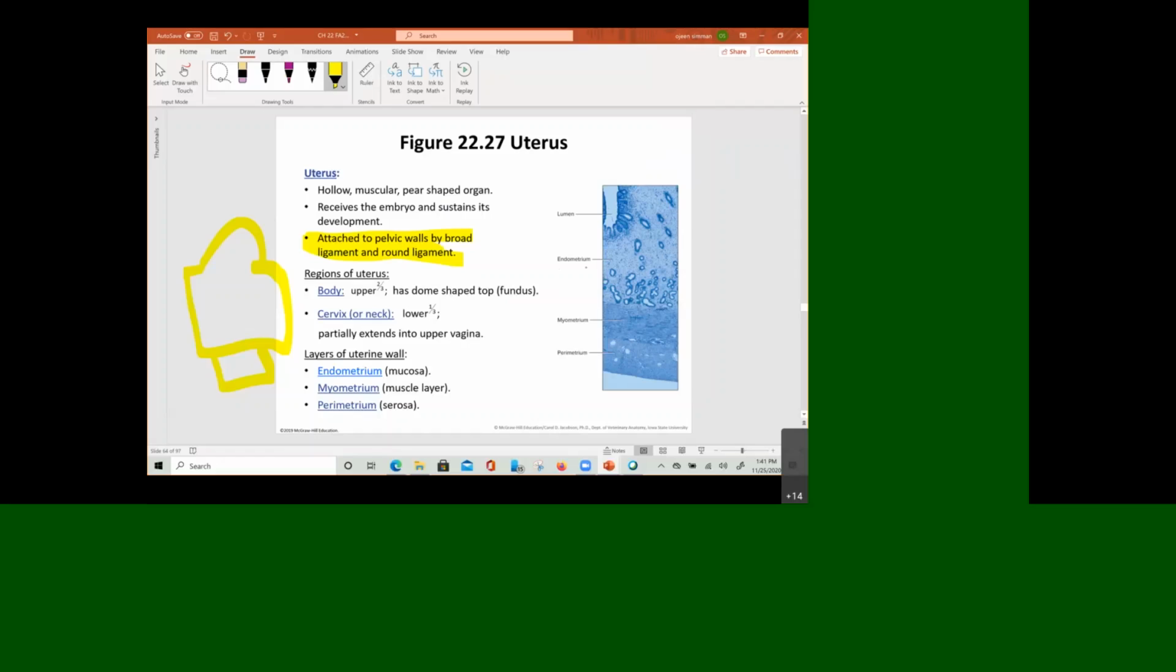Then we have layers of the uterus. We have the endometrium, which is the mucosa layer, the innermost layer. Myometrium, this is the muscular layer, middle, and the perimetrium, which is serosa. Endometrium, this is where implantation of the fertilized egg happens. That becomes a fetus later on. Myometrium, this is the layer that contracts during childbirth in response to oxytocin stimulation.